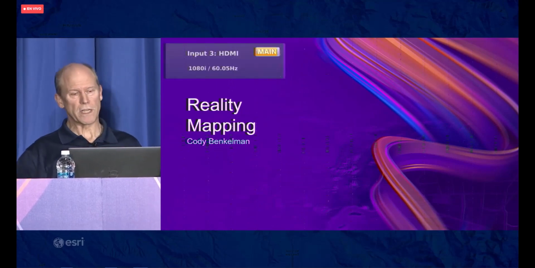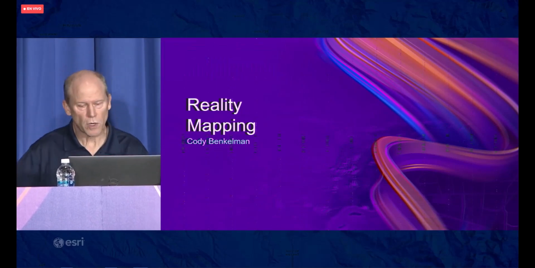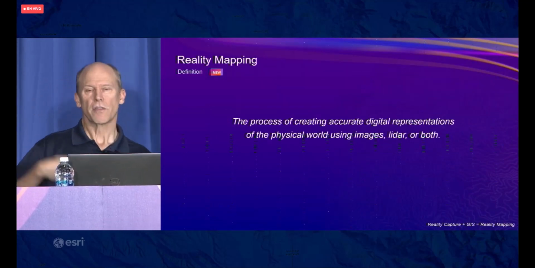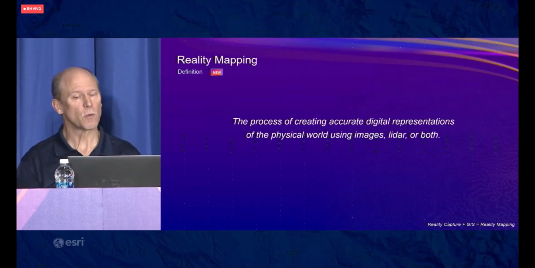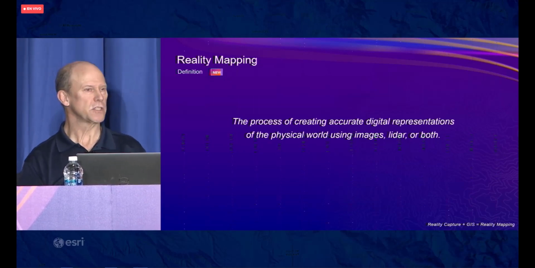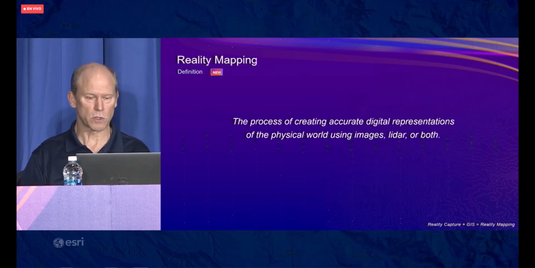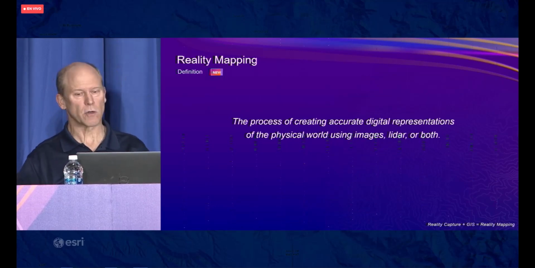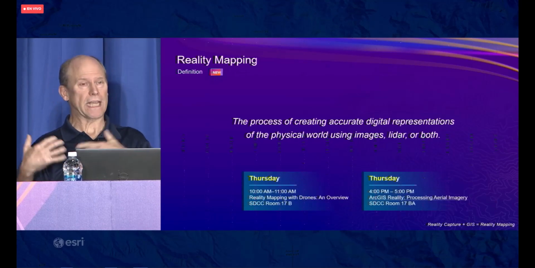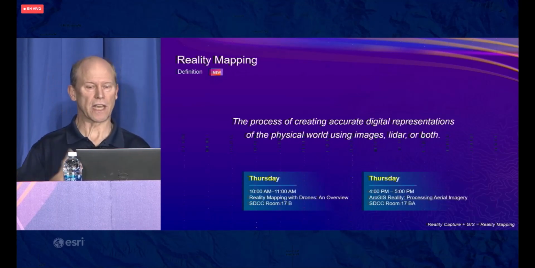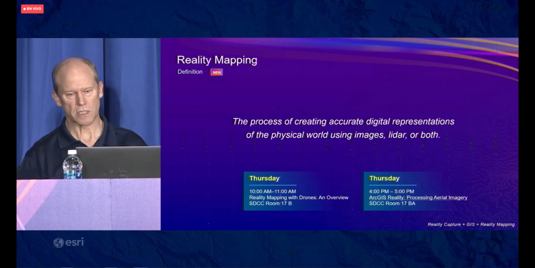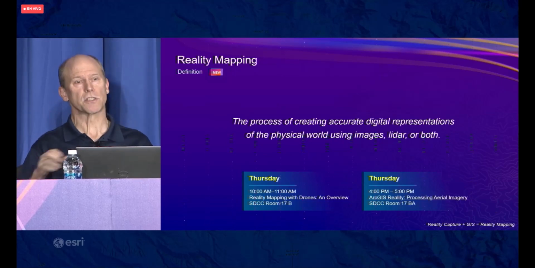Good morning, everybody. I'll give you a quick run through reality mapping. And if you haven't heard this terminology before, the terminology is new this year. We're defining reality mapping as the process of creating accurate digital representations of the physical world using imagery, LiDAR, or both. So reality mapping is about bringing reality capture and GIS together with an emphasis on geospatial accuracy in a projected coordinate system.